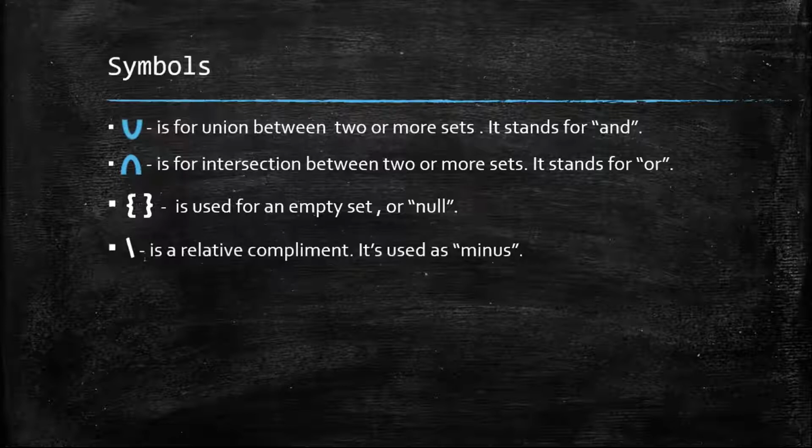The little slant means relative complement. It is used as minus. So if you put it between 2 sets, let's say set X, the relative complement of B, it would just mean that you're subtracting B minus X.